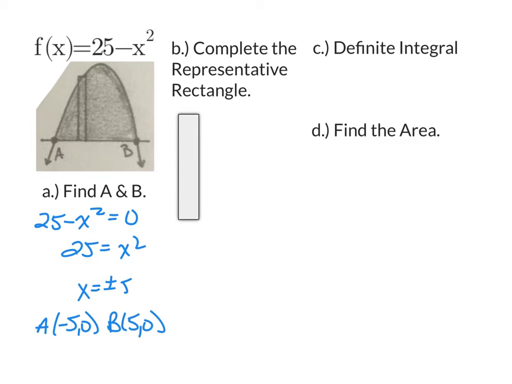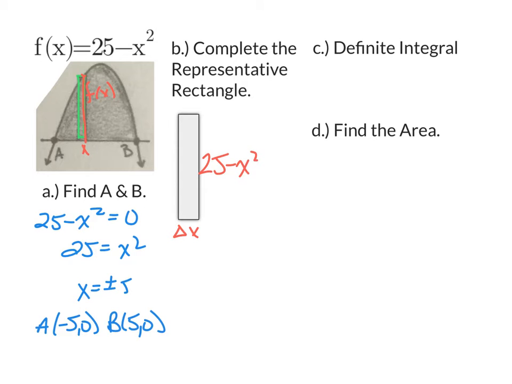Next, we're supposed to complete the representative rectangle. So inside of the picture here, I have drawn this rectangle. This represents one of the many Riemann rectangles to come up with our Riemann sum. And we say that the base of that rectangle is going to be delta x. It's along the x-axis, and that's why we'll use x. That'll be the change in x. The height, then, is just going to be the y-coordinate, where if this was the point x, then the height would be f of x. So our f of x is 25 minus x squared.